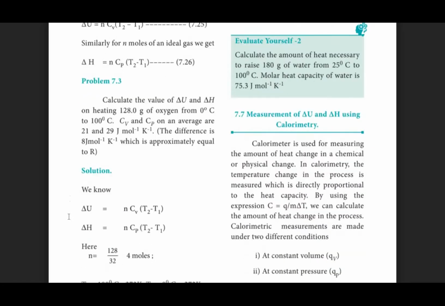Calculate the value of delta U, that is internal energy change, and delta H, enthalpy change, on heating 128 gram of oxygen from 0 to 100 degrees centigrade. Cv and Cp on an average are 21 and 29 joules per mole per Kelvin. The difference is 8 joules per mole per Kelvin, which is approximately equal to R.